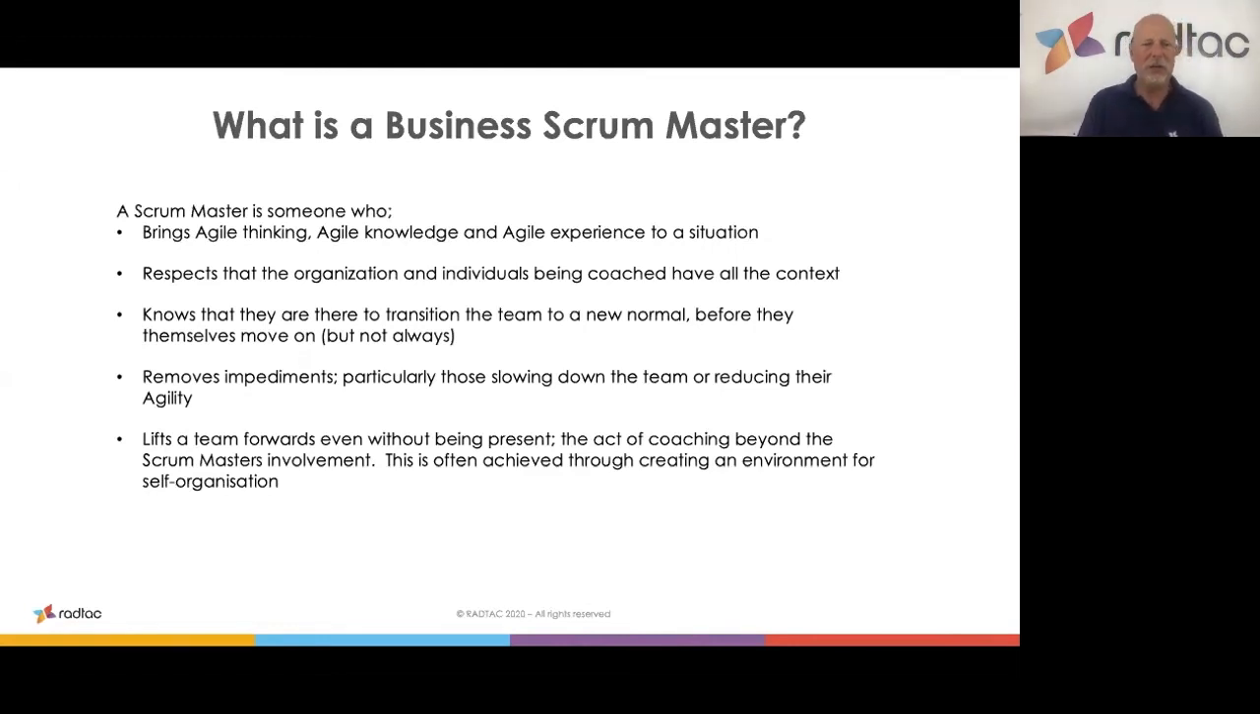We're there to transition the team, the organization, the product owner to a new normal. The new way of working, business agility, whatever that is. So that means that, as I suggested a little bit earlier on, we need to sell it in a way that people understand it in their context, but we also need to measure it. We need to prove that this way of working is better.